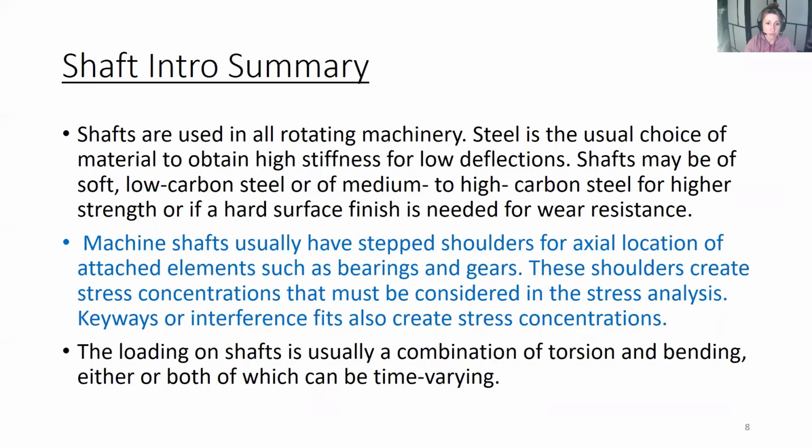Machine shafts usually have stepped shoulders for axial location of attached elements such as bearings and gears. But note that these shoulders create stress concentrations that must be considered in the stress analysis. Keyways or things like interference fits also create stress concentrations. And then lastly, the loading on shafts is usually a combination of torsion and bending, either or both of which can be time varying. So when you see this term, time varying, that means that we have to do a fatigue analysis. That's where we're going to head next.